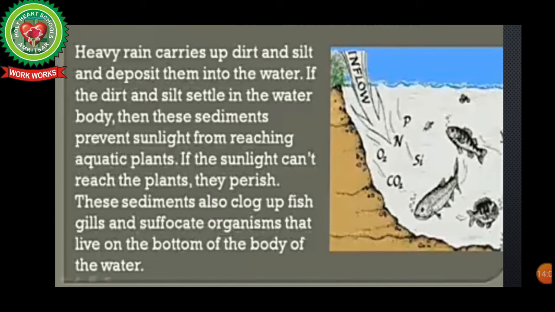Heavy rain carries dirt and silt and deposits them into the water. If the dirt and silt settle in the water body, then these sediments prevent sunlight from reaching the aquatic plants as they clog the way of sunlight to penetrate deep into the water. If the sunlight can't reach the plants, they perish. These sediments also clog up fish gills and suffocate organisms that live on the bottom of the body of water. That is, their level of oxygen decreases and they die due to suffocation.